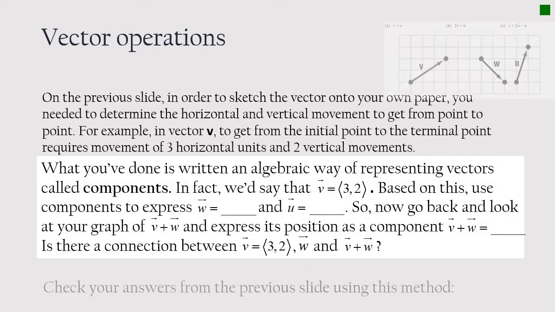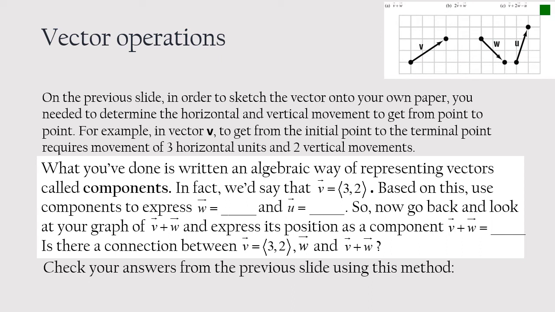Okay, so on the previous slide, hopefully you saw that in order for us to graph these, we had to look at where it went horizontally and where it went vertically. We can actually use that to write vectors in component form. Writing a vector as a vector component makes things so much easier when we add, subtract, multiply these, etc. So if we're using components to express v, v would be over 3 in the positive direction and up 2, so it's written like that.